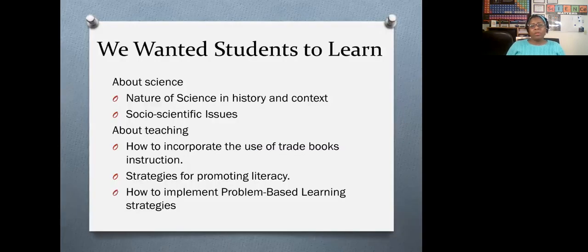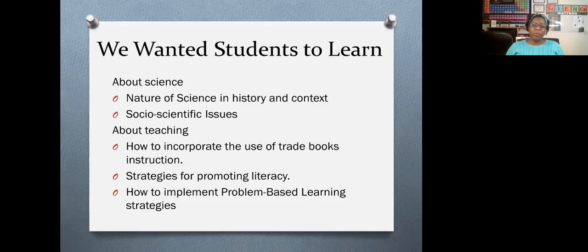So what we wanted students to learn using these innovative strategies is we really wanted to focus on the nature of science in terms of the history and context. We also wanted to focus on socio-scientific issues. So those were the things that we primarily wanted them to learn about science.